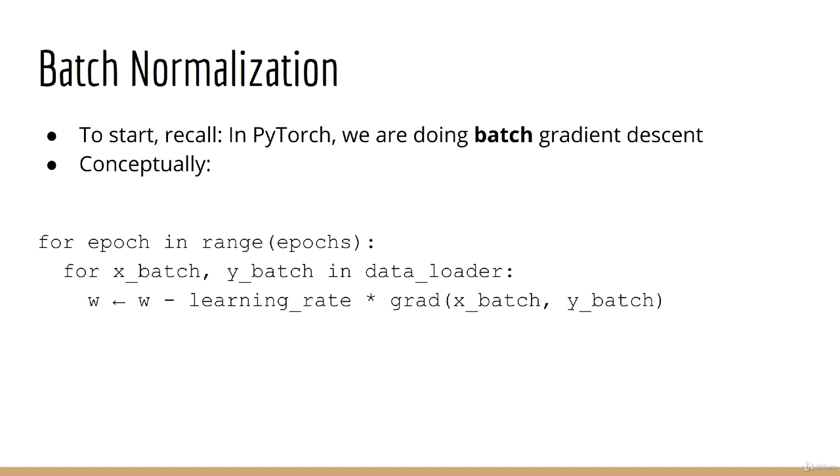If you recall, inside the PyTorch training loop, we're actually doing batch gradient descent. On the outer loop, we loop through each epoch. And on the inner loop, we look at a chunk of data on each step and do gradient descent with respect to just this chunk of data. This works because we know that a batch of data will have approximately the same statistics as the full dataset.